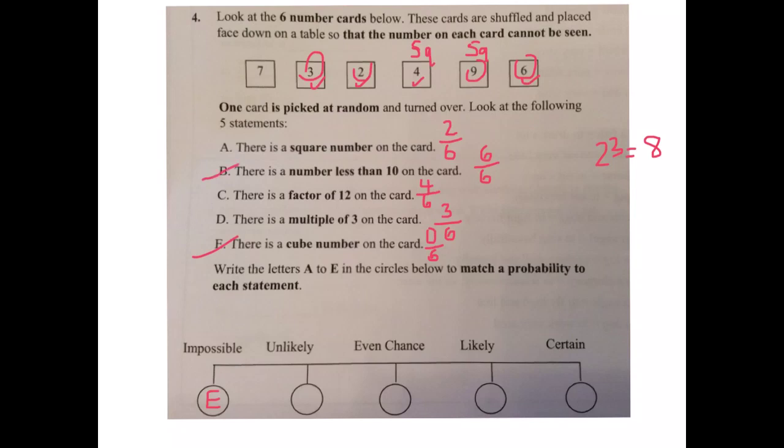B is certain. There's 6 chances out of 6. D is an even chance because it's 50-50. 3 is half of 6. So that's D. My next one, A, would be unlikely because there's only 2 of them. And my likely statement would be C because there's 4 out of 6.